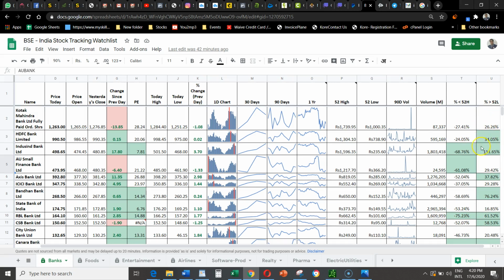For example, here I can see that from its 52-week low, that means the lowest price, which is this 235, it's 100% up right now. All right, so it's 474, which is a 100% increase from the lowest of 235. So this guy is 100% up. That means this is rising upwards pretty fast. Then if you look at a 1 year chart very quickly, these are called mini charts, but they're very handy for taking quick decisions.